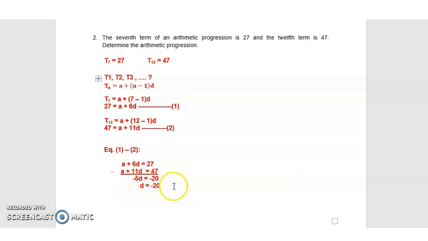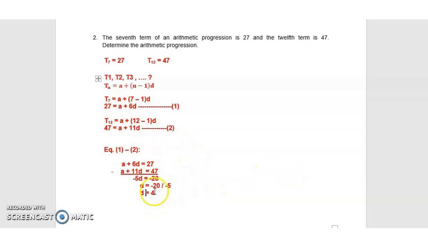Negative 5D means negative 5 multiplied by D. So D equal to negative 20 divided by negative 5. Negative divided by negative is positive. So 20 divided by 5 is 4. Okay, so now we get the value of the common difference equal to 4.